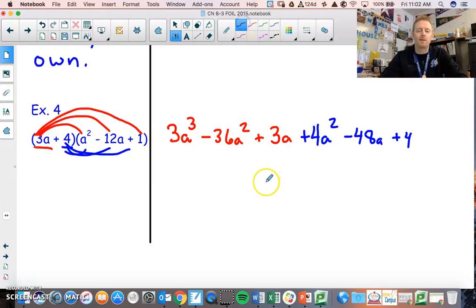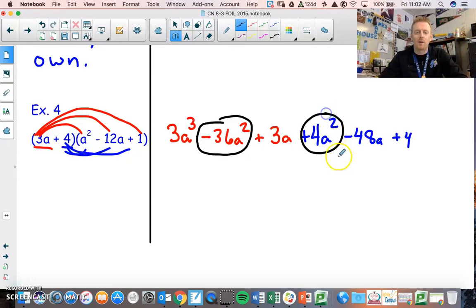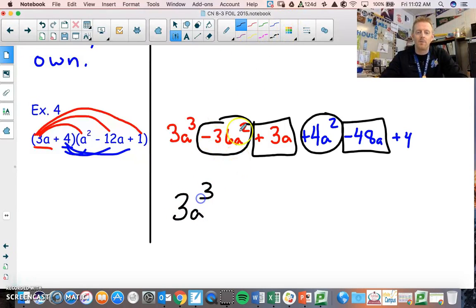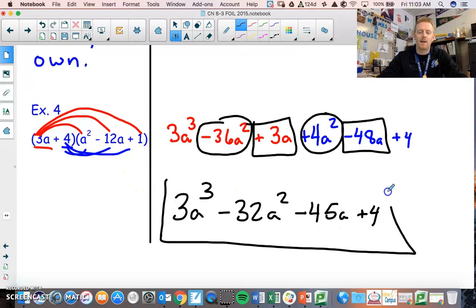Now we're searching for like terms. I can see that I have a squareds that can go together, and I have just regular a's that can also go together. So my circled items and my box items are going to go together. So let's write our final answer then. We have our 3a to the third. Our a squareds combine together to make a negative 32a squared. And our a's combine together to make a negative 45a. And then we just bring down the plus 4. And that is my simplified answer.